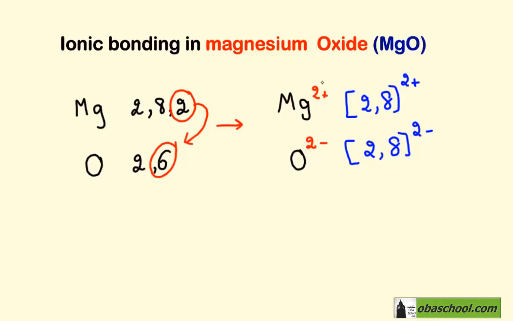Mg lost 2 electrons, and these were transferred to oxygen, which gained those 2 electrons. So Mg became Mg2+, and oxygen became O2-. An ionic bond is formed because there is transfer of electrons from magnesium to oxygen.